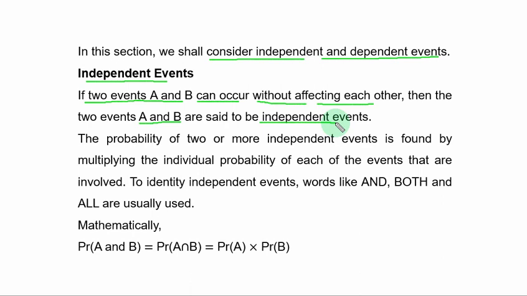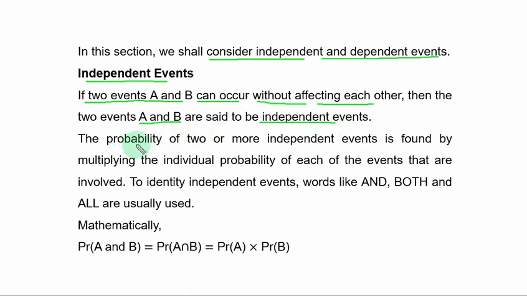But if you are throwing just one die, the probability of getting 2 and 3 are dependent because it is one die. If you throw it once, you can only obtain 2. Maybe when you throw it again, 3 can come up.